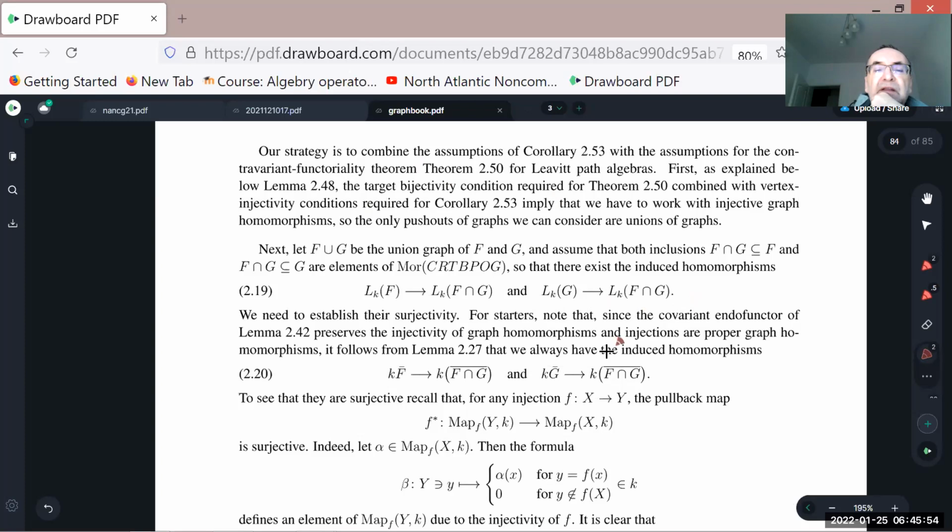And let me argue why. I find this argument quite interesting, and it's based on a beautiful theorem from the Leavitt path algebra book.